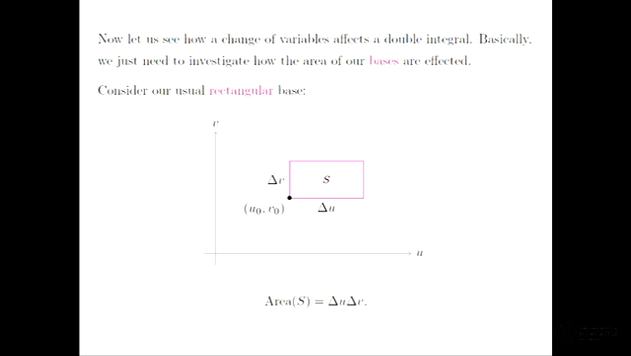So we consider our rectangular base, returning to this. In rectangular, we liked rectangular bases because we knew that the area of this rectangle is just going to be delta u, delta v. In polar, we knew that it's going to be r dr d theta. What's it going to be now for general transformations? Who knows?